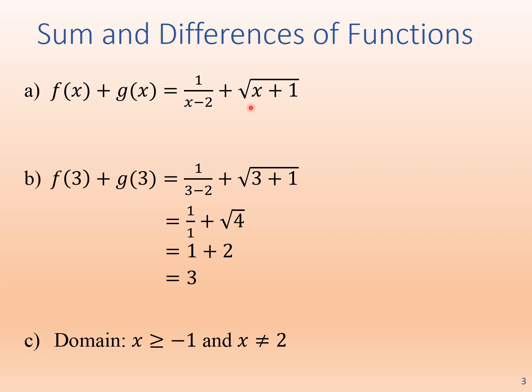Firstly, we note that the square root function is not defined when we have a negative number, so x has to be greater than or equal to -1, and we can't have x equaling 2 in the f of x function. So our domain is simply x is greater than or equal to -1, except x equals 2.